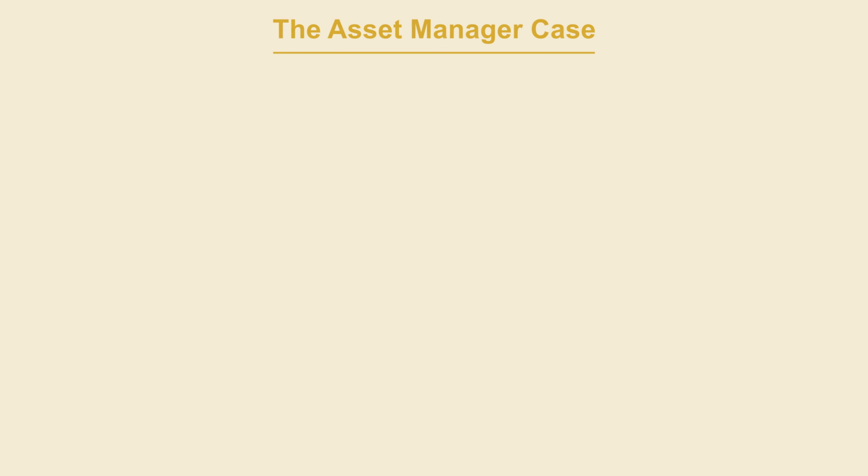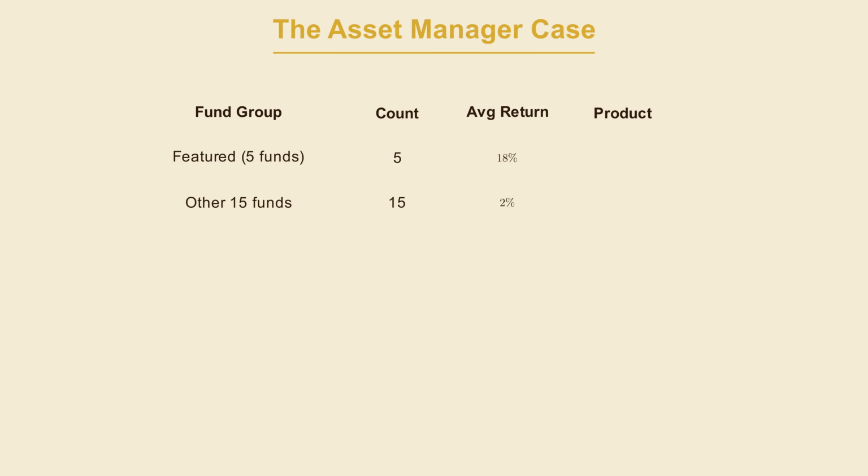Now let's look at Bess's case. The case involves an asset management firm advertising a remarkable track record. Their marketing materials highlight an average annual return of 18% across the funds that they feature. Potential clients see those numbers and are very impressed. Bess pulls the fund registration filings. The asset manager runs 20 funds in total, but the marketing material only features 5 of them.